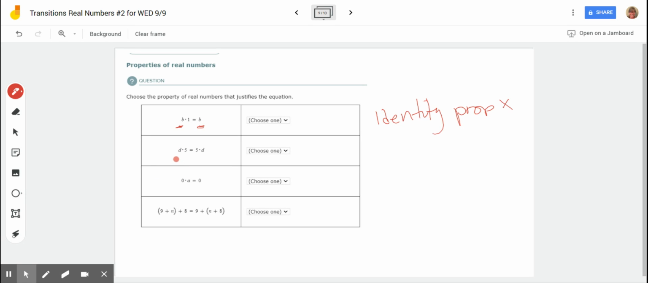Check the order. D times 5, 5 times D. Oh, wow, look, they changed it. They commuted them. So it's commutative.